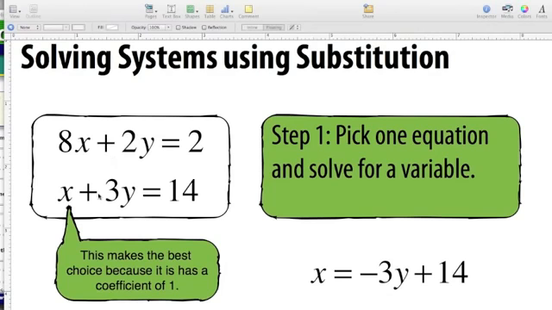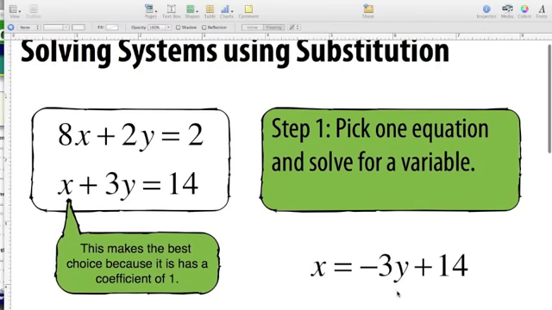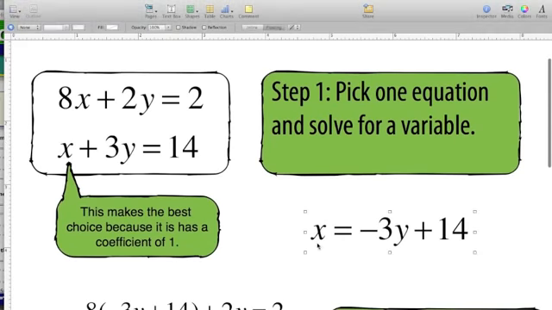What you're looking for is right here. Look in the second equation. We have a variable that has 1 as its coefficient, and that's the one you want to look for. If you have that, that's going to make it the easiest. If you can, we want to take that one and solve it for that variable. In this case, it's going to be x. You can see right here, I have picked this equation and solved it for x. We have x equals negative 3y plus 14.